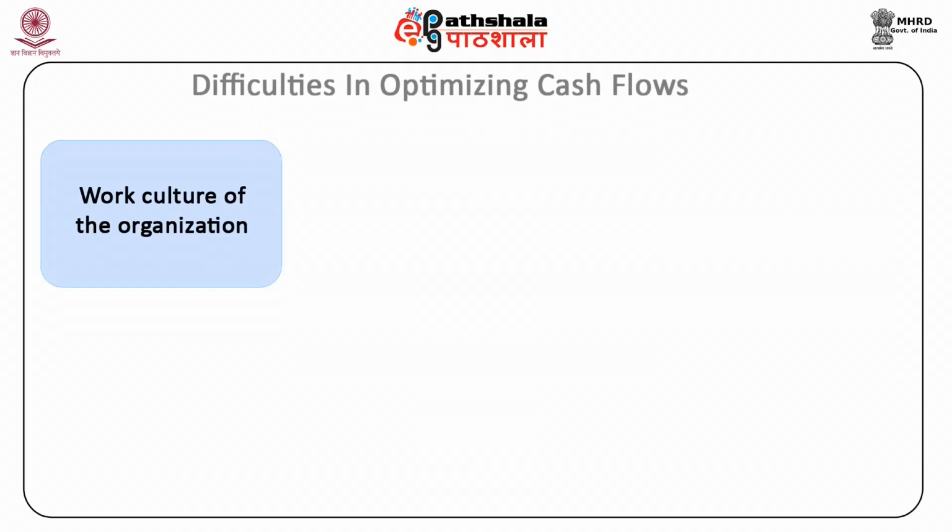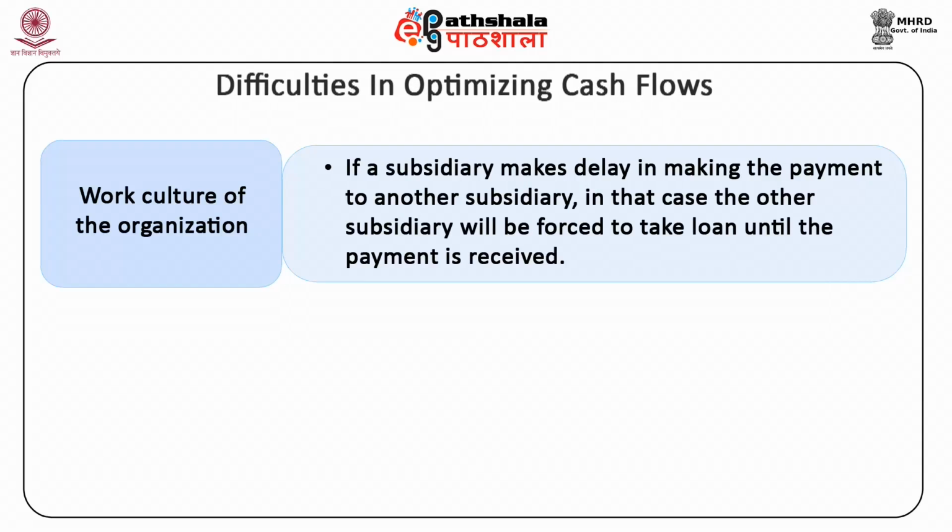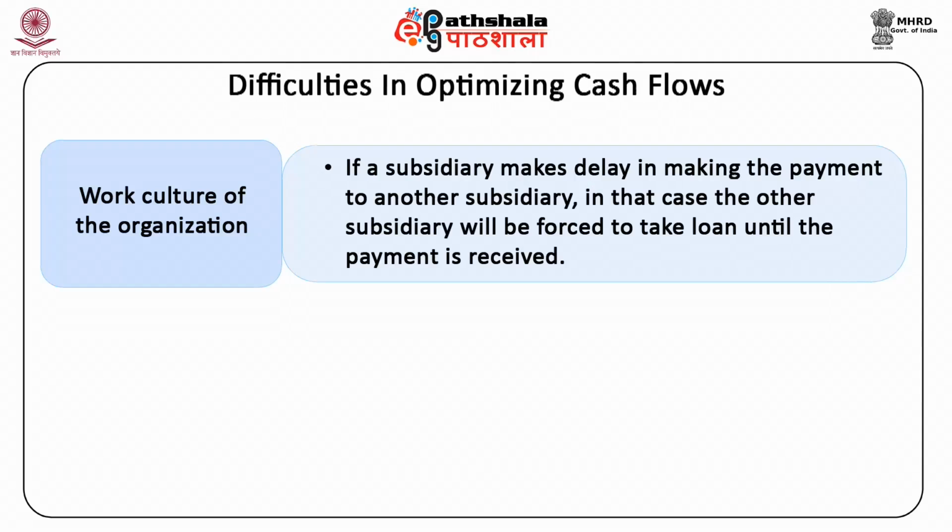First, work culture of the organization. At times, if a subsidiary makes delay in making the payment to another subsidiary, in that case, the other subsidiary will be forced to take loan until the payment is received. In these cases, it becomes difficult to optimize the cash flows for all the subsidiaries because poor and inefficient working of one subsidiary disturbs the cash management of other subsidiaries too.